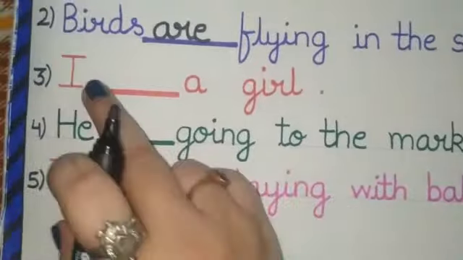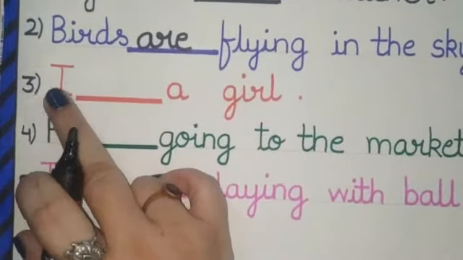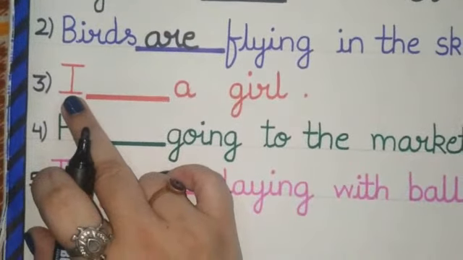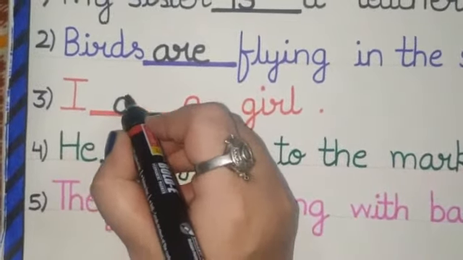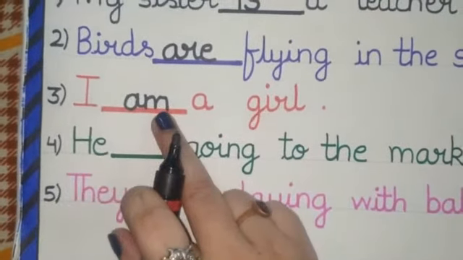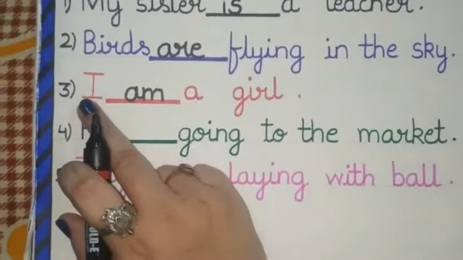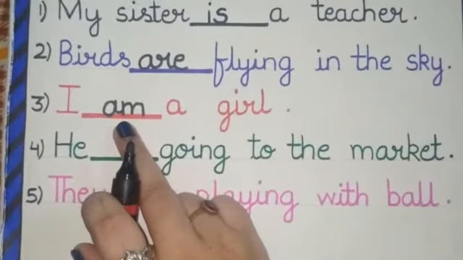Next, third sentence, I. Now if you remember, whenever the sentence starts with I, we use am with it, okay? Am is used only with I. So whenever we start a sentence with I, we write am with it.